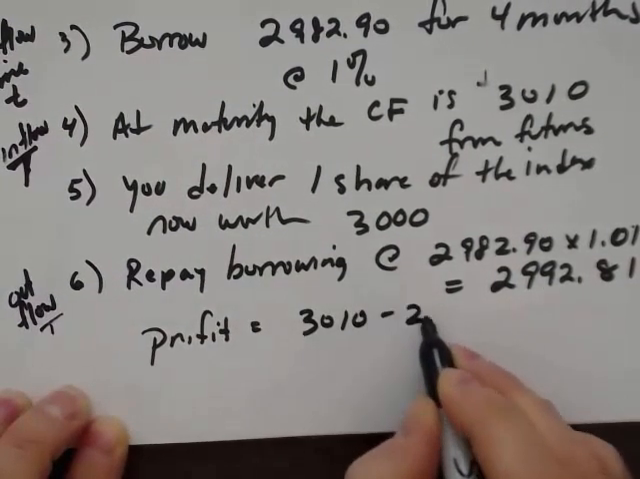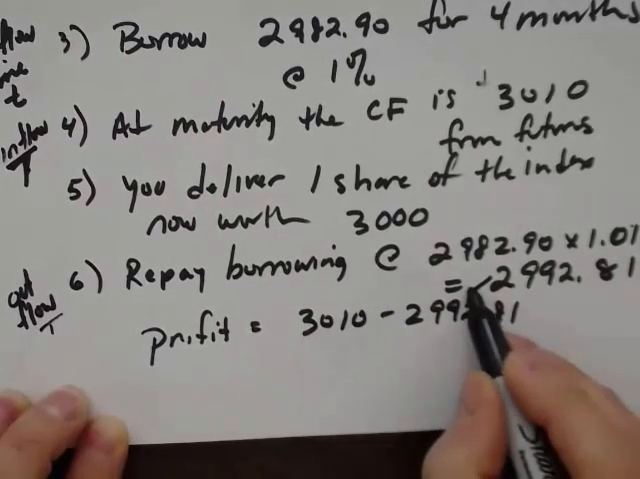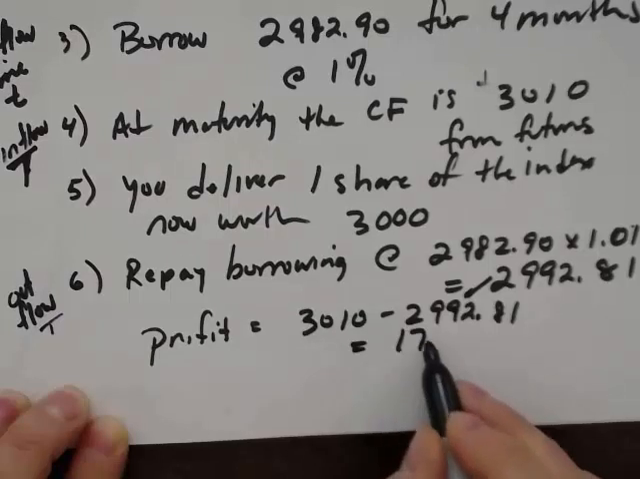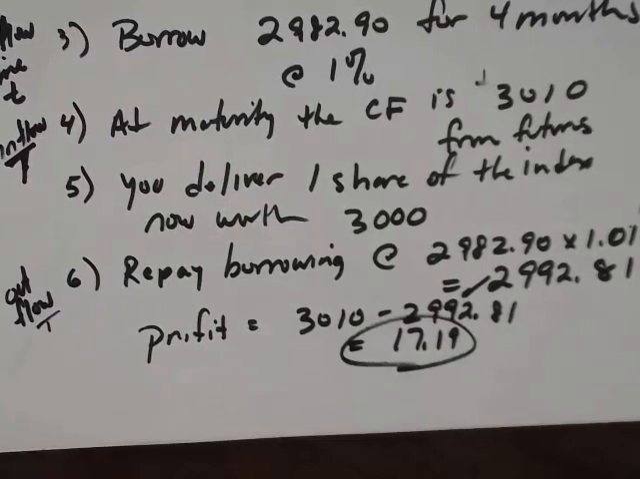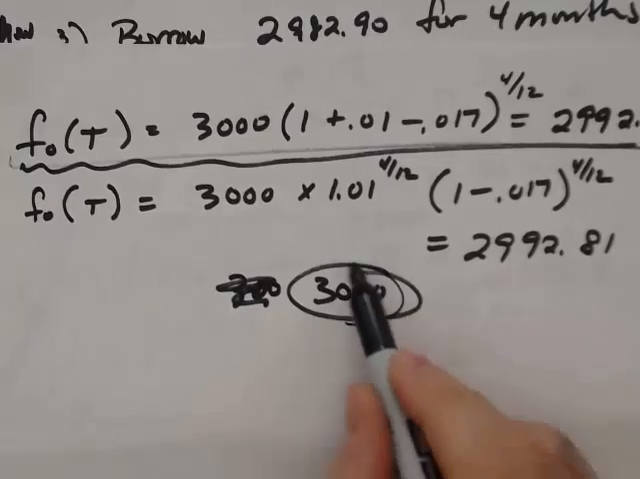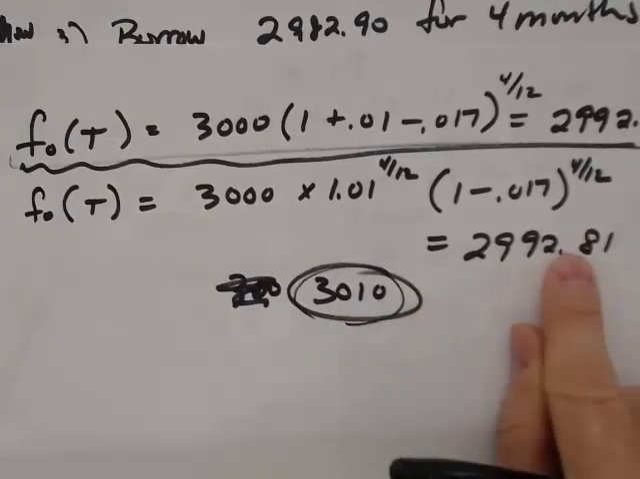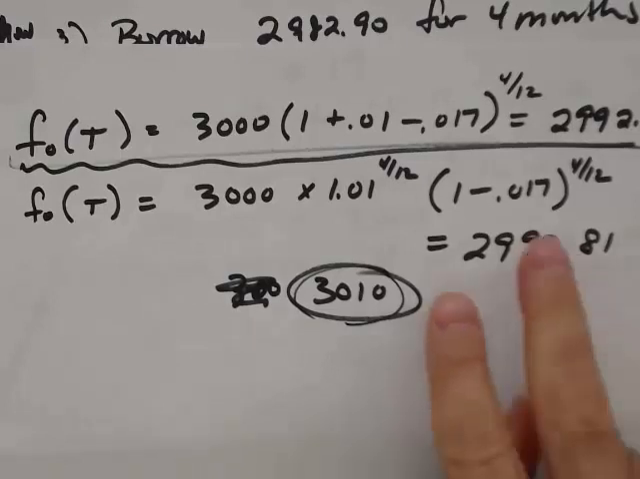So when you net these cash flows together here, what we're left with is a profit of 3010 minus the 2992.81, this number right here. And we end up with $17.19. The $17.19 is exactly the difference between the futures price that traded in the futures market and what we estimated it to be using the cash and carry model.